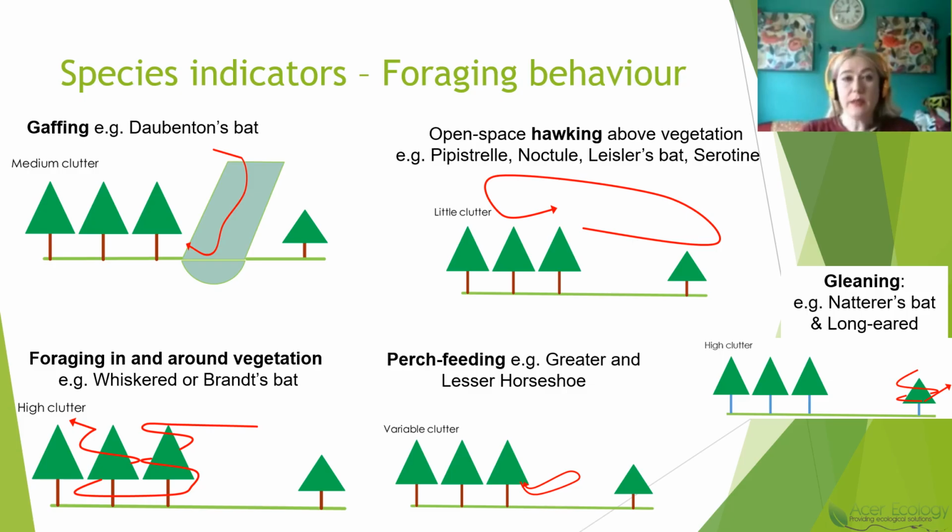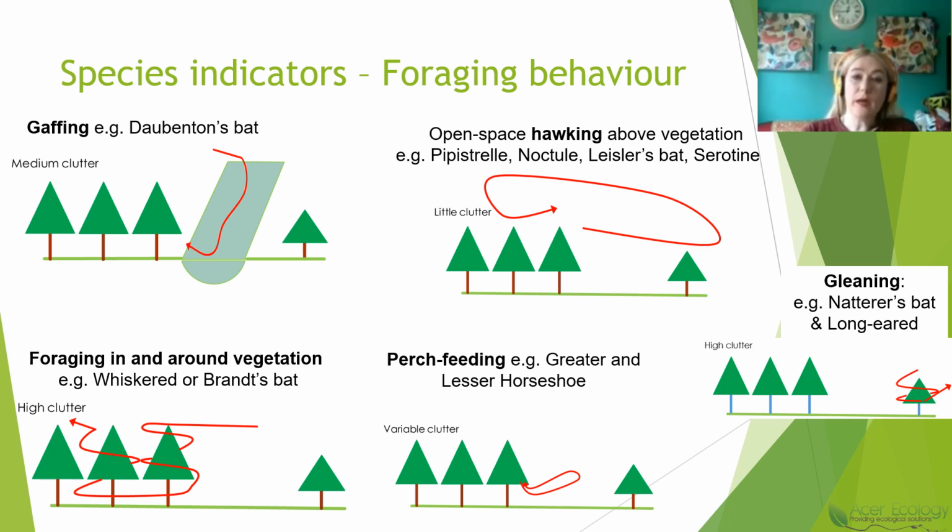Then we have another type of foraging, which is called hawking, or open air hawking. An example of that would be noctule bats and pipistrelle bats. They tend to mainly eat smaller insects, and they just grab them in the mouth and then swallow. So it's a very simple way of catching an insect.